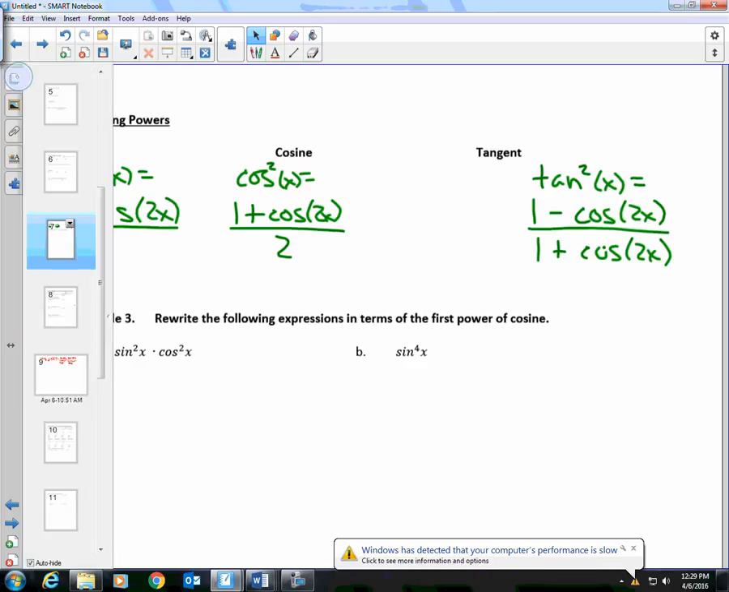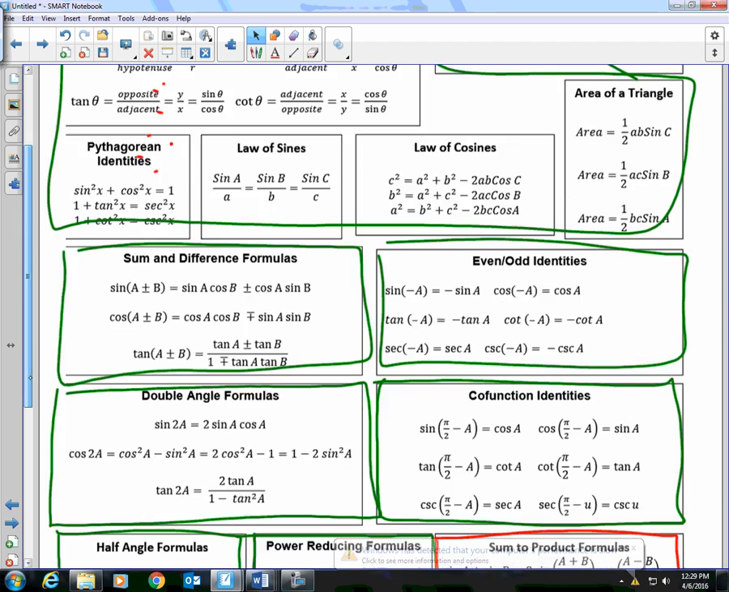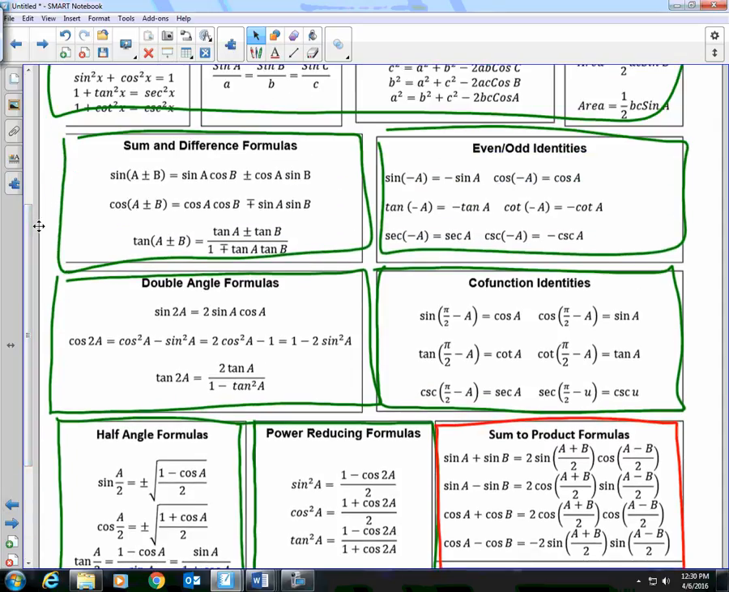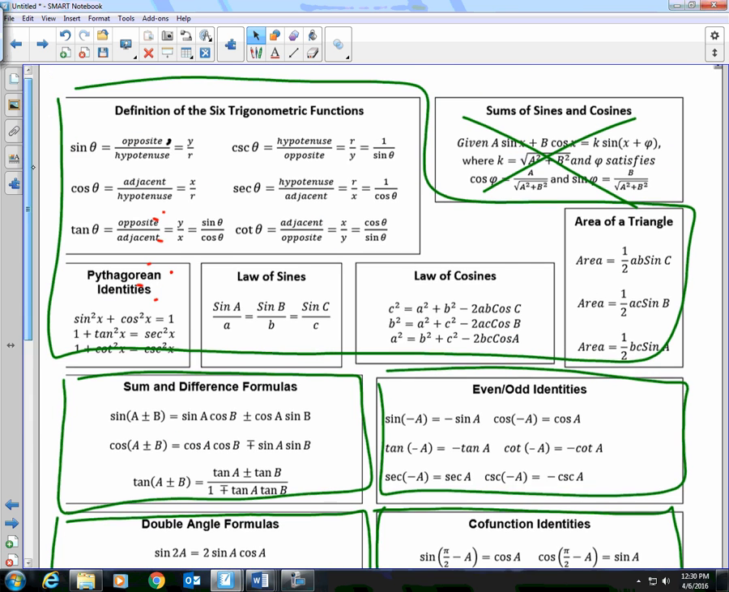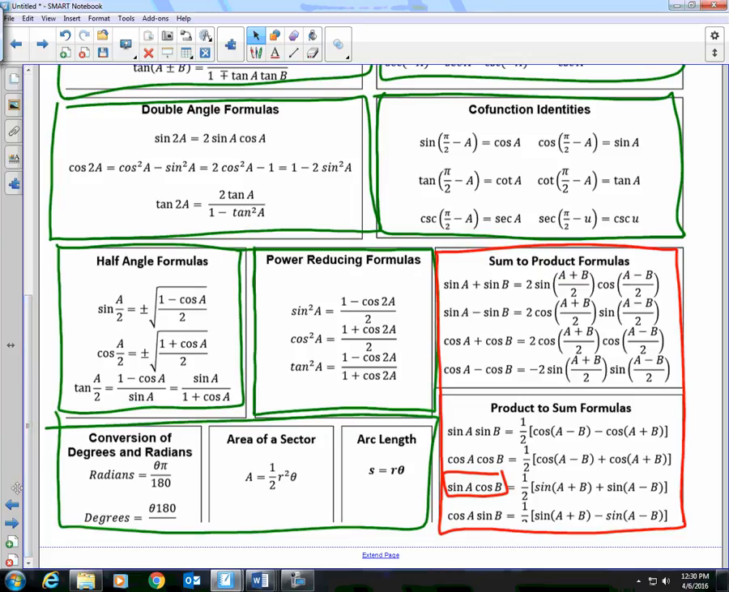And so if you look at your formula sheet, you can see here that we are in the power reducing section. This is where they're located. So yesterday we did half angle and double angle. The day before that we looked at cofunction. We looked at sum and difference. We saw even and odd identities right away. All these are from previous units, and then the bottoms are from previous units as well.